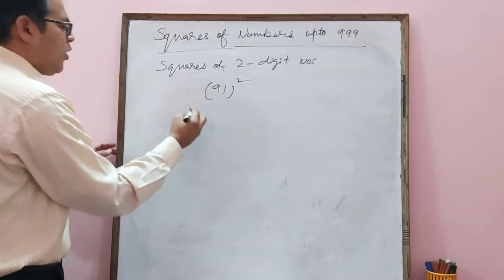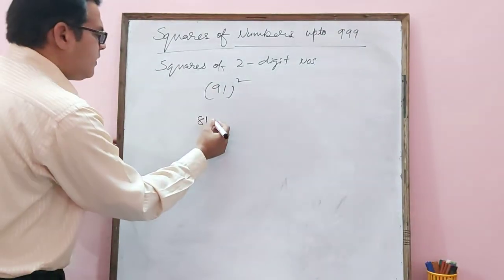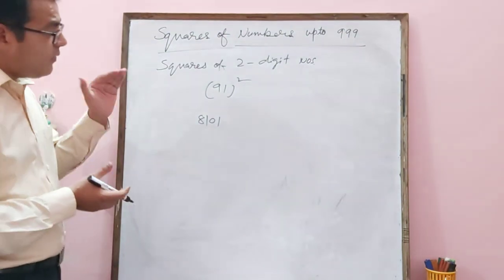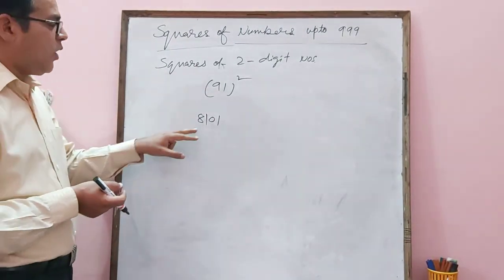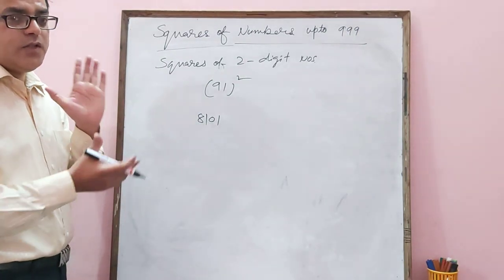Square of 1 is 01. This is very important. Square of 1 is 1, but you have to write the square in 2 digits. That's why you will write here 0, 1. This is very, very important.